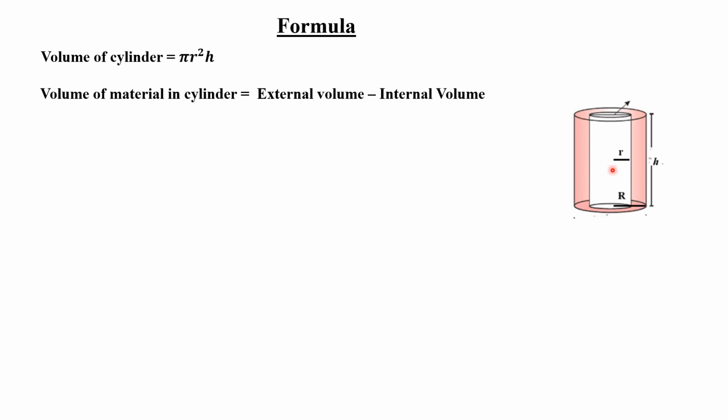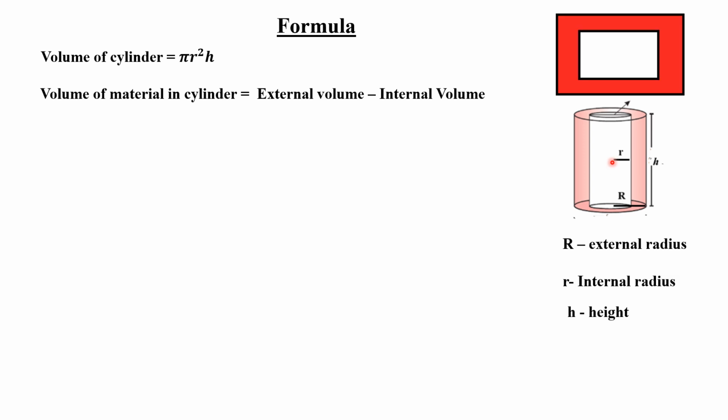Now similar questions you were doing in rectangle also, right? In grade 7, something like this. If you have to find this red area, how were you finding it? You were finding the outer rectangle area, then you were finding the inner rectangle area, and you were subtracting to get this shaded part. Same way here, to get the volume of the material, you have to find the external volume and internal volume and subtract it.